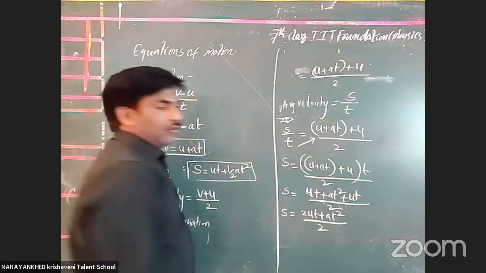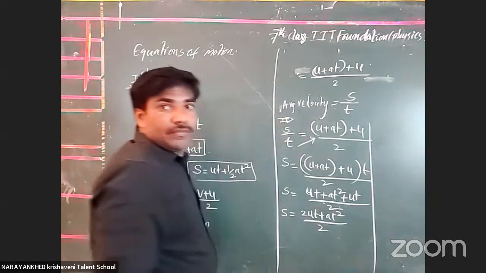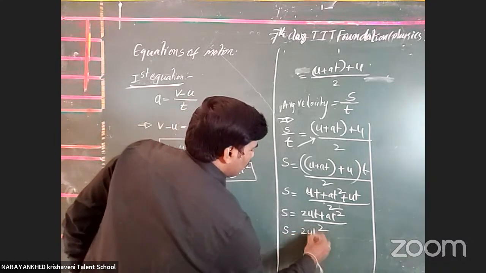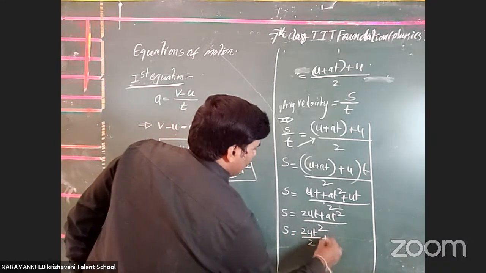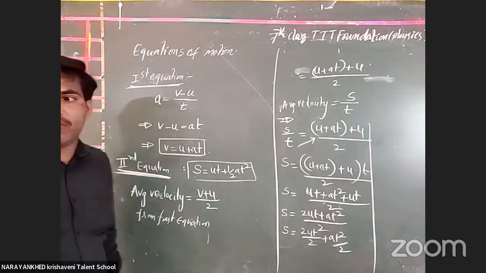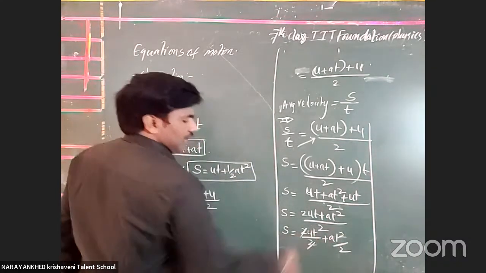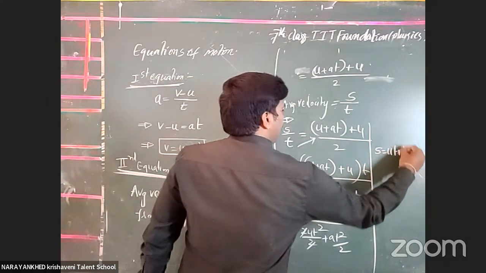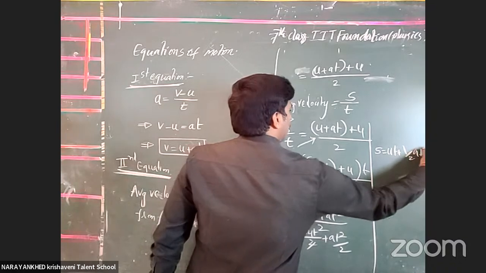Now it is also written as s is equal to 2ut by 2 plus at square by 2. Readable or not? Now the 2s cancel each other. What is the final thing? Final thing is ut plus half at square.